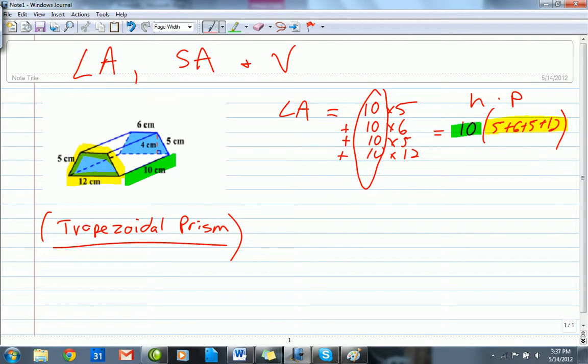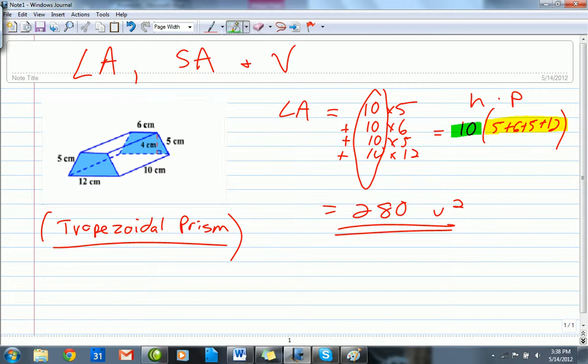Either way, we get 50 plus 60 plus 50. Let's see, that's 160 plus another 120. So that should give us 280 square units. So that's the area of the 4 rectangular lateral faces. They're not all the same. 2 of them are the same, the left and the right. But they're not all the same because our trapezoid base has different length sides, 5, 6, 5, and 12. So there's our lateral area.